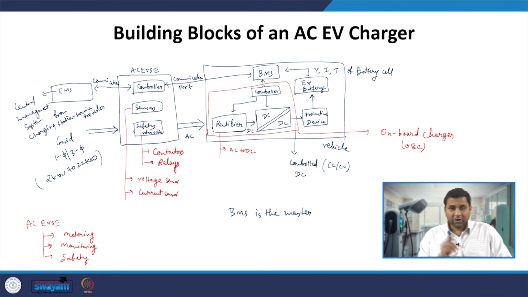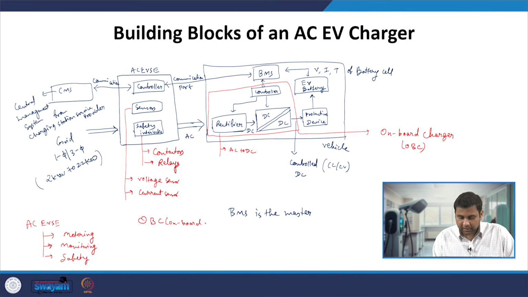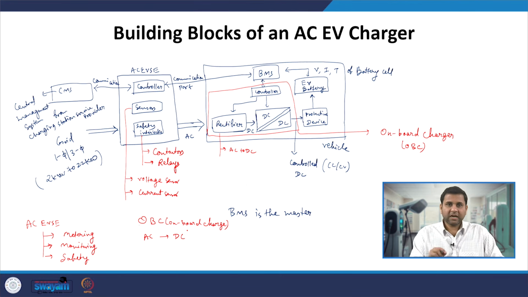While on the other hand, you have an onboard charger, sometimes abbreviated as OBC as well, where actually your power conversion is taking place, and which converts an AC voltage into a DC voltage, which is being used to charge the EV batteries. And this onboard charger is controlled by its own controller, which again gets input from the BMS to understand what kind of voltages and currents are needed at the output.